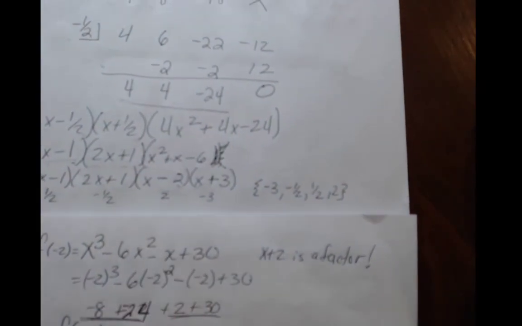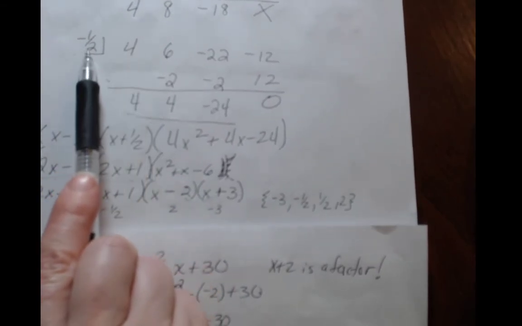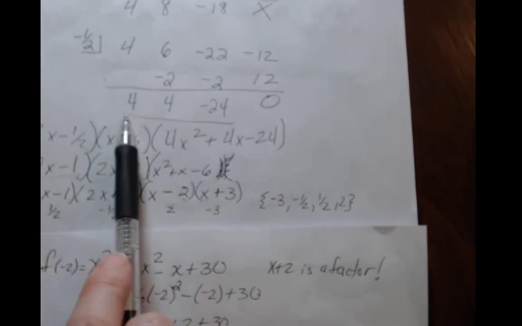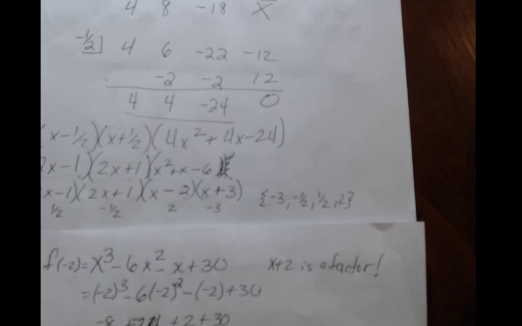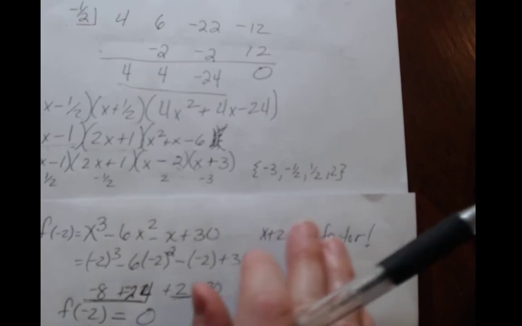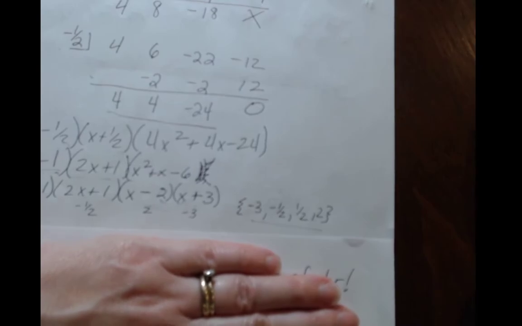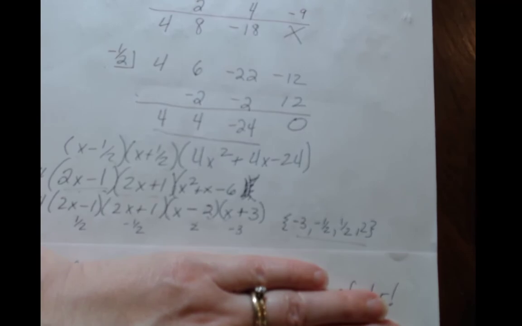We needed to get it down to a quadratic before we were really happy. So once we did negative 1/2, we got it down to a quadratic, and with a quadratic we could factor or use the quadratic formula to find the remaining solutions, to find all the possible zeros right here. Okay, that is how to find zeros using the remainder theorem, the factor theorem, and the rational zero theorem. Let's do one more example.